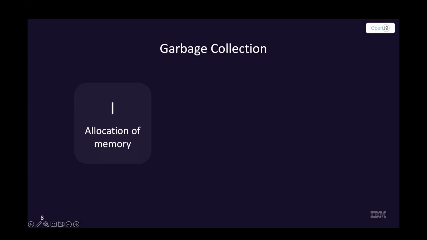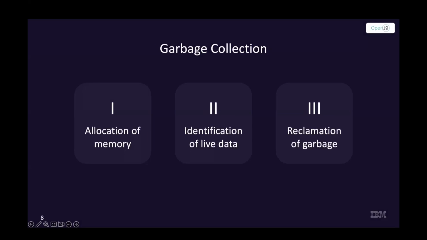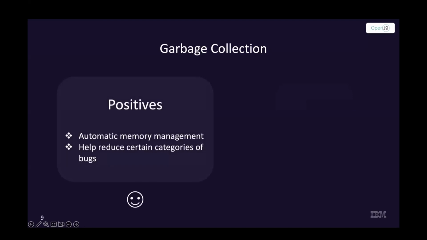With garbage collection, there are 3 fundamental tasks that fall under the umbrella of garbage collection. One is the allocation of memory, 2, the identification of live data, and 3, the reclamation of garbage. There are some benefits that come along with garbage collection, 1 being the automatic memory management. It frees the programmer from memory management decisions. 2, it also helps reduce certain categories of bugs, such as dangling pointers, double frees, and various types of memory leaks.